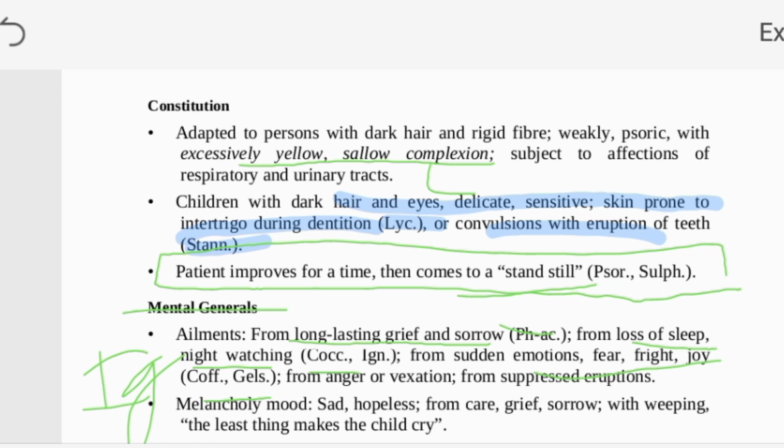Mainly suppressed eruption is also a causation. Anger, vexation is also a causation. Vexation means short temper; the patient is short tempered, so when angry he becomes very violent. Then melancholic mood, always hopeless, care, grief, sorrow, weeping tendency. In a child, due to this weeping tendency, if they do not get the least things, they cry.